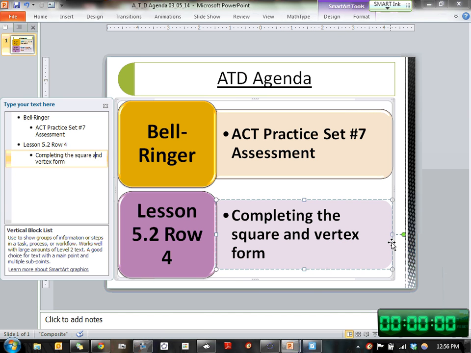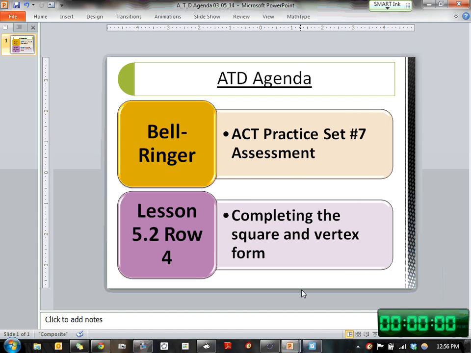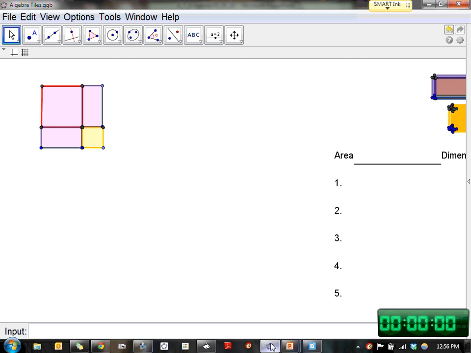So we're working on completing the square in vertex form. That's our major goal. I just got done talking to you about trying to complete the square. So here is an image on the board. I want you to concentrate on this image. I'll highlight it so the folks watching this can see. This image here, what does it appear to be?